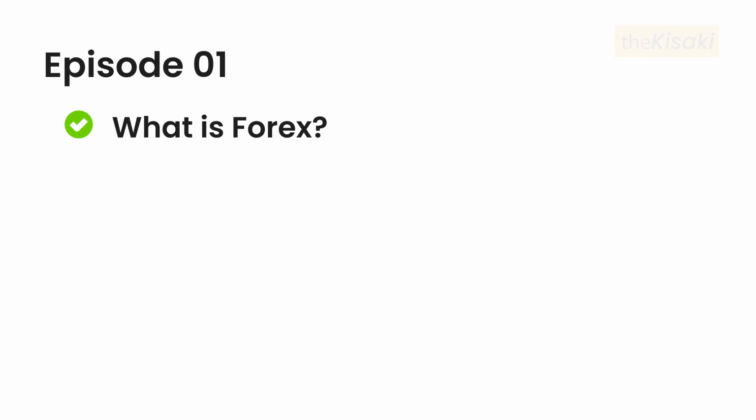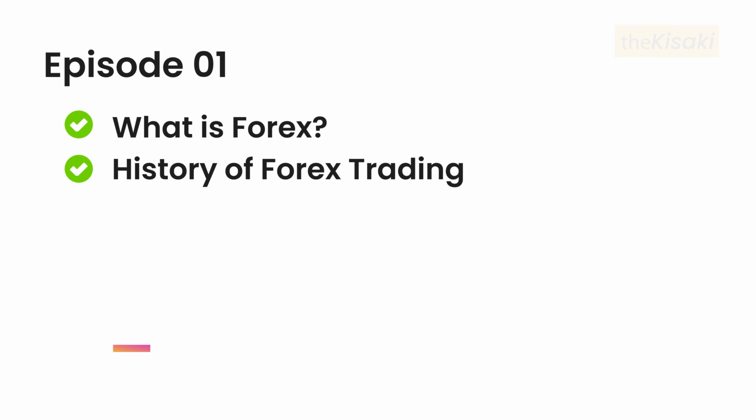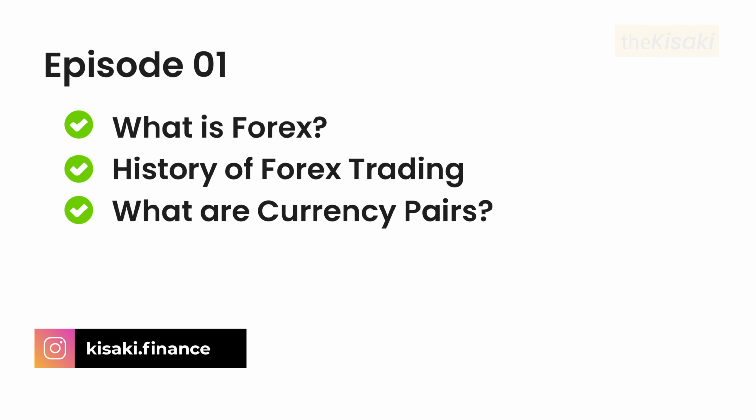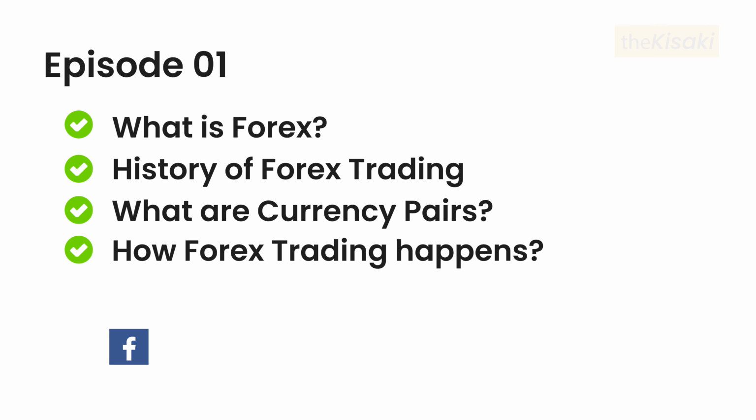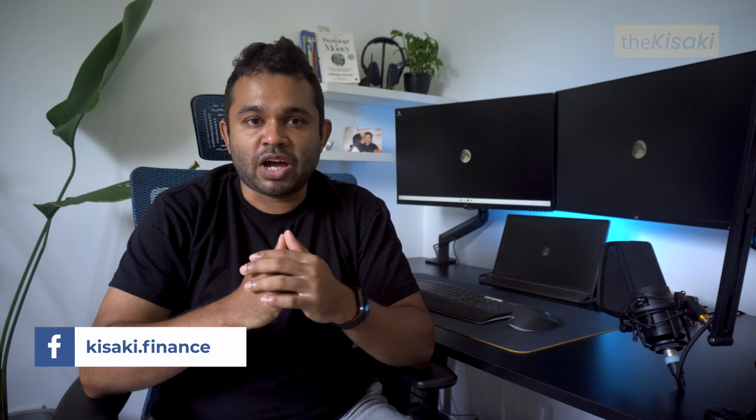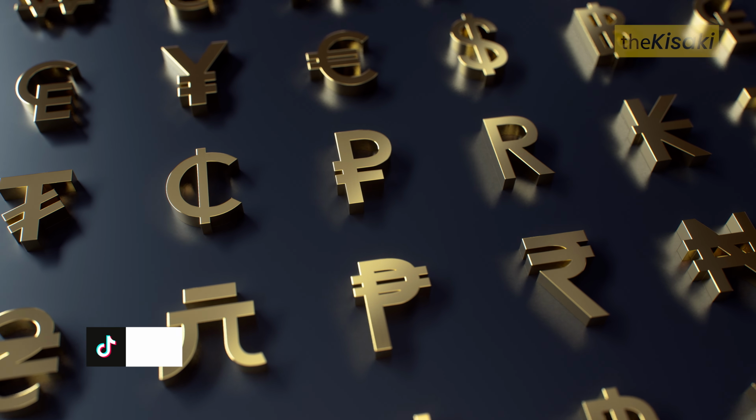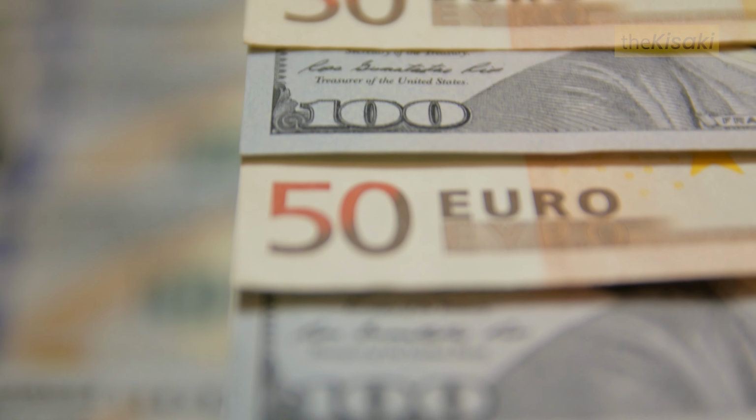Alright, let's get started. In the previous episode of the series on how to trade Forex, we discussed what is Forex, the history of Forex trading, what are currency pairs in Forex, and how Forex trading happens in real life. When we mention the price of Forex currency pairs, we mention the price of the pair like 1.5483. For Euro US dollar, we could say the price of the pair is 1.5483.